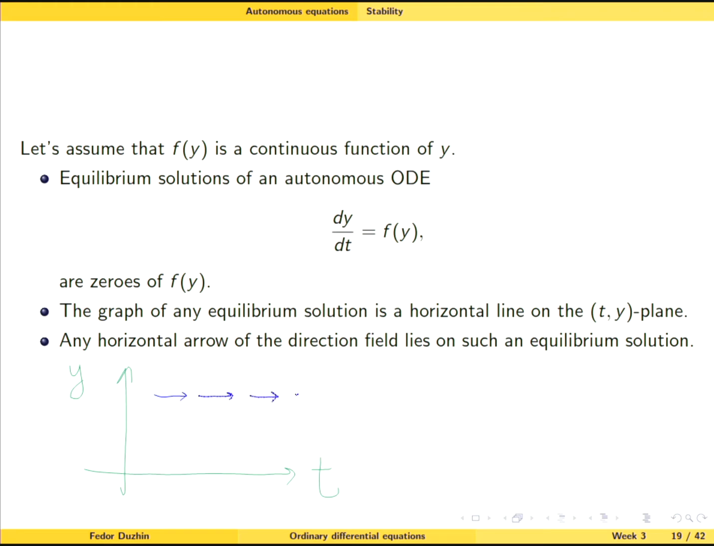So we would see all these horizontal arrows arranged as a straight line, which means that there would be an equilibrium solution corresponding to that value of y, right? So if there is at least one horizontal vector in the direction field, then the whole line would be an equilibrium solution if the equation is autonomous.